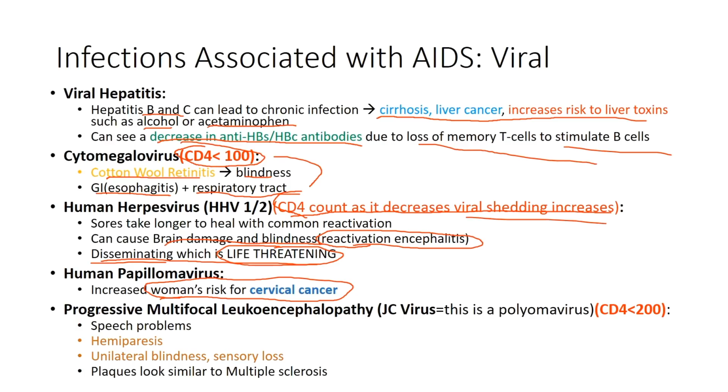And progressive multifocal leukoencephalopathy. This is caused by a polyomavirus known as JC virus, and this is when you have a CD4 count less than 20. It has a presentation similar to multiple sclerosis, except it stays for a while. So this is like hemiparesis, unilateral blindness, and sensory loss. It doesn't come and go like multiple sclerosis, but it can also cause speech problems. So with someone with weird neurological problems plus HIV, or they were an IV drug user, be looking for this.